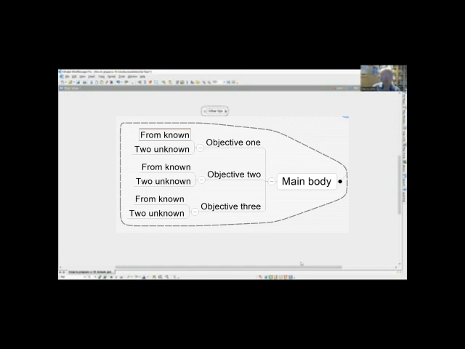The main body looks at the 3 objectives in turn. Now you'll notice for each objective, I've put 2 entries. The first entry is from known, and the second entry is to unknown. I just noticed I've spelt it wrong. It should be TOO, but never mind. What is that all about?